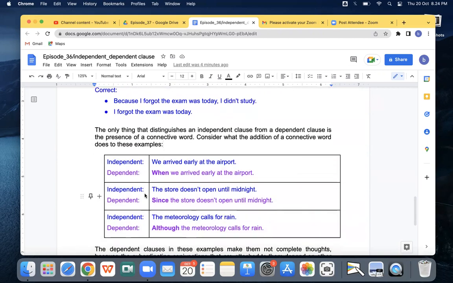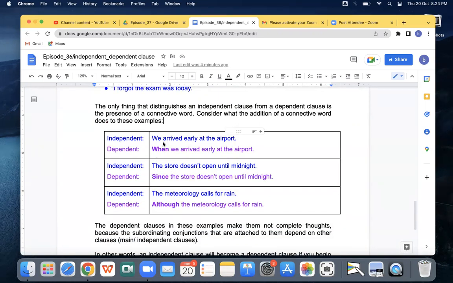Guys, the only thing that distinguishes an independent clause from a dependent clause is the presence of a connective word. Consider what the addition of a connective word does to these examples. The blue ones are independent and the purple ones are dependent.